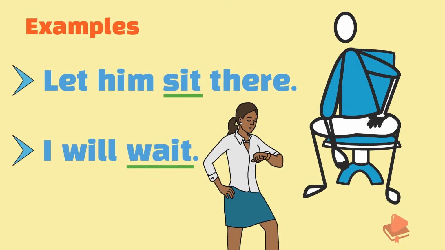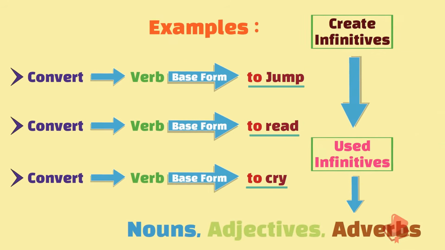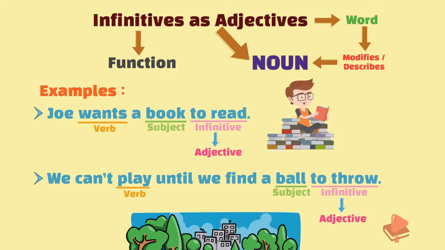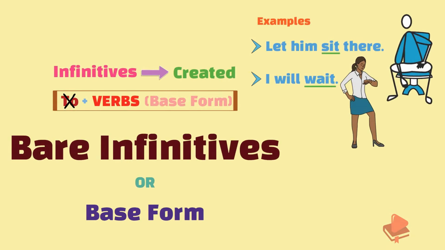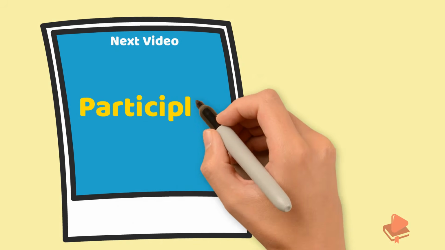Let's do a quick recap of what we saw in this video. Firstly, we saw an infinitive. Then we saw it is used as a verb in a sentence. In fact, it is used as a noun, adjective, and adverb. And finally, we saw bare infinitives. So that's all about the video. In the next video, we shall see the participles in detail.